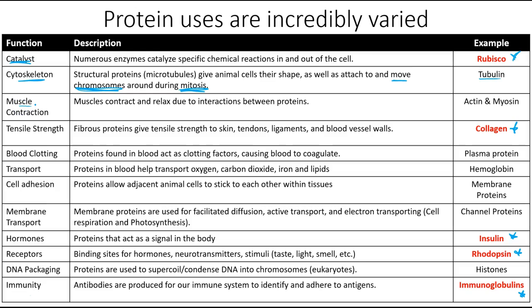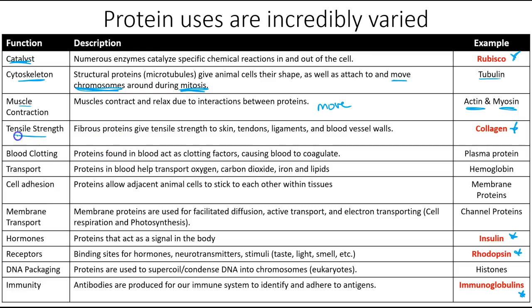Muscle contraction I talked about before. Myosin is paired with actin. Myosin and actin interact to allow muscles to contract and relax. That gives vertebrates, it gives animals, the ability to move and lift and climb and run and swim. Really important when we talk about life as we know it.